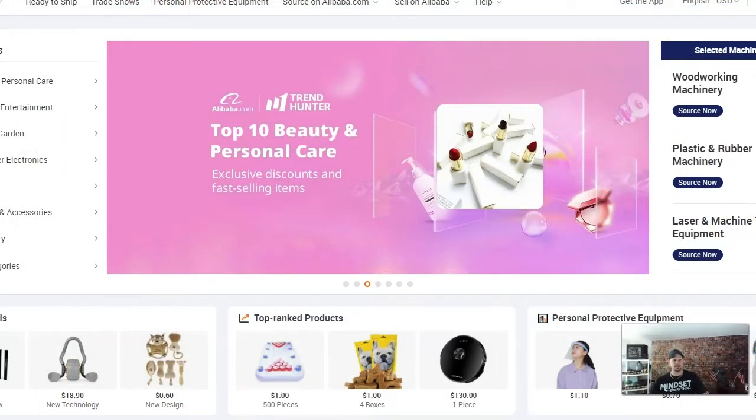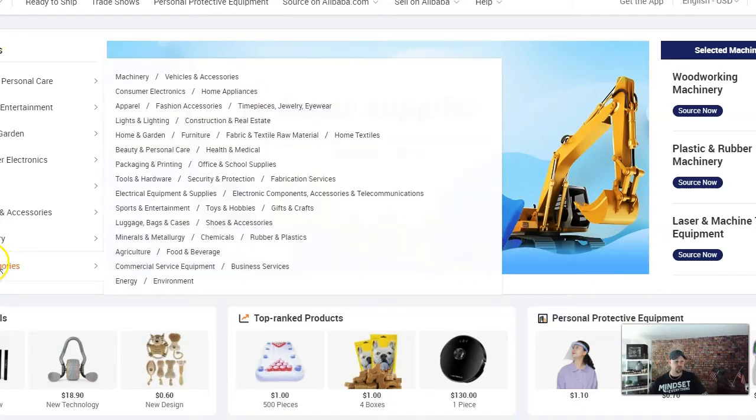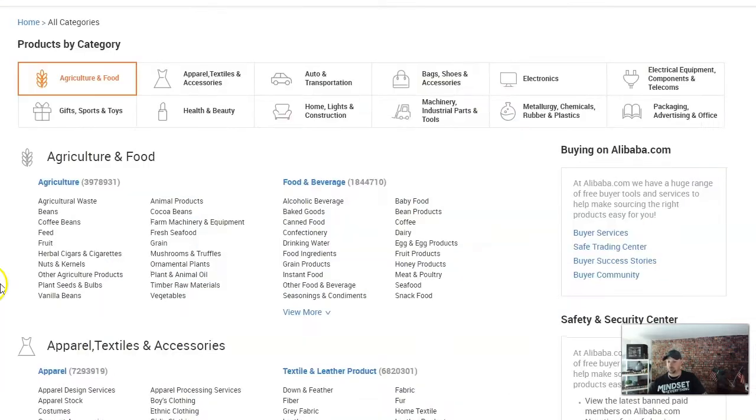So you want to go to Alibaba.com right here on the top left, and like I said, this is the leading distributor website for sourcing products in the world pretty much. So we're going to go into all categories. It kind of looks like an Amazon website, you know? So this is the category.